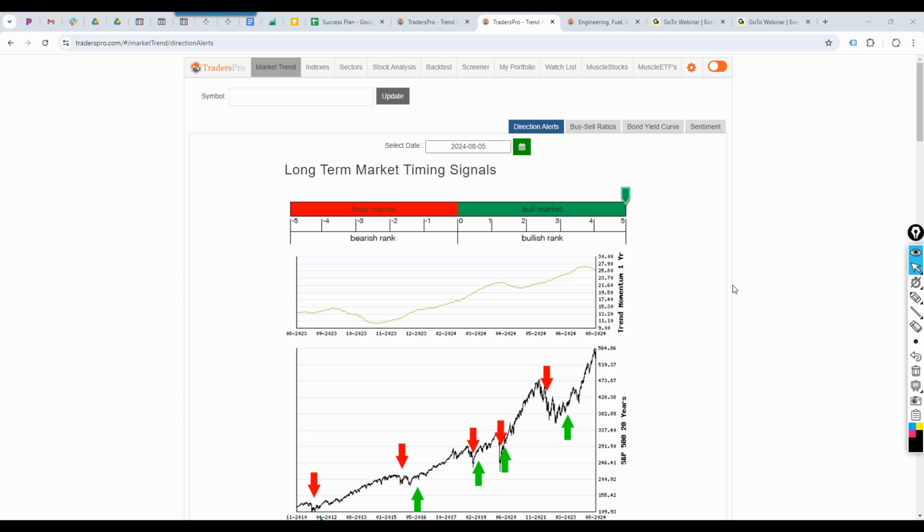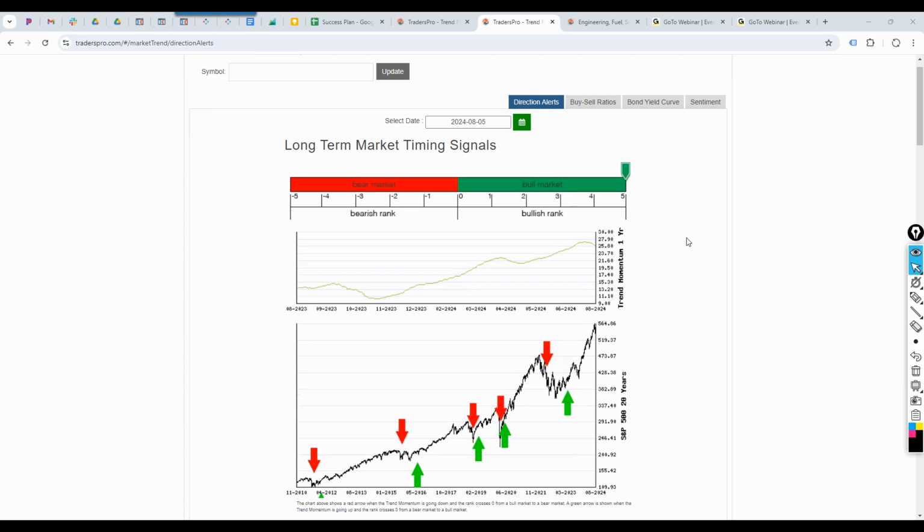Let's get underway here. A crazy couple of days that we've had, and we'll spend most of our time really talking about that, about market structure, kind of what's going on, at least from some price activity and some ways forward here. But we'll start out with a long-term signal on direction alerts.